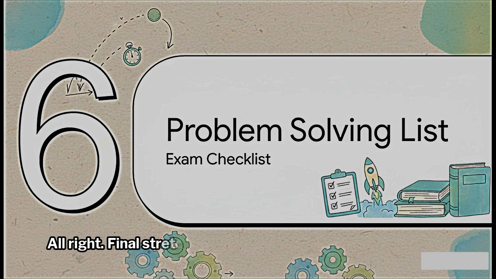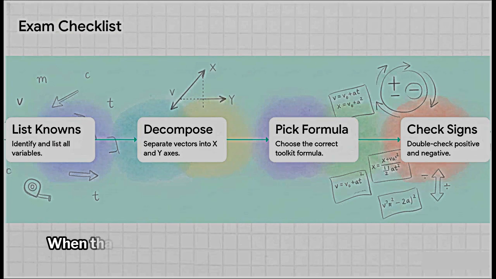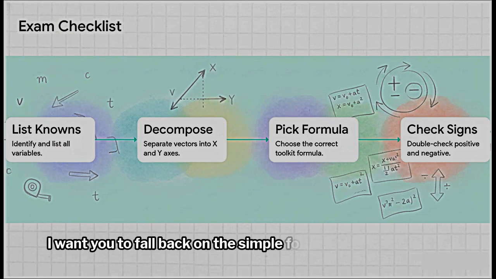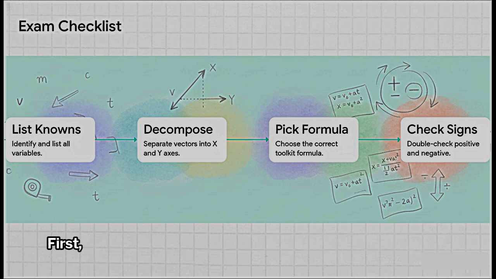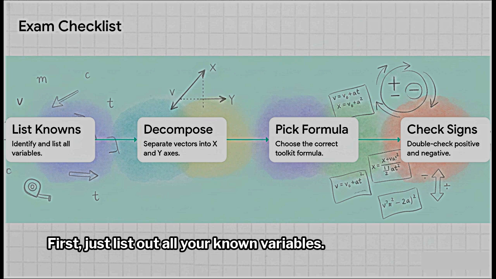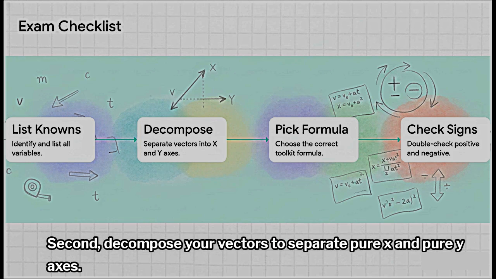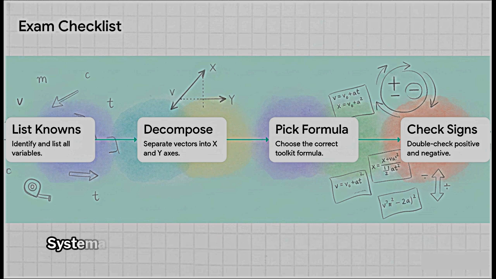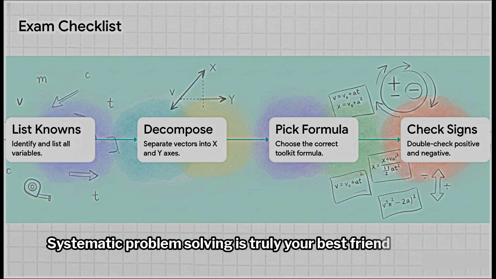All right, final stretch, section 6, physics problem-solving checklist. When that inevitable panic sets in during an exam, I want you to fall back on this simple 4-step process to ground yourself. First, just list out all your known variables. Second, decompose your vectors to separate pure x and pure y axes. Third, pick the equation that fits from your toolkit. And fourth, do a final check of your positive and negative signs. Systematic problem solving is truly your best friend here.